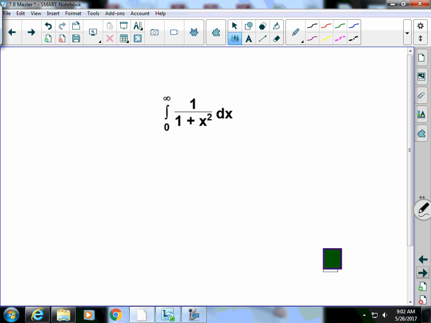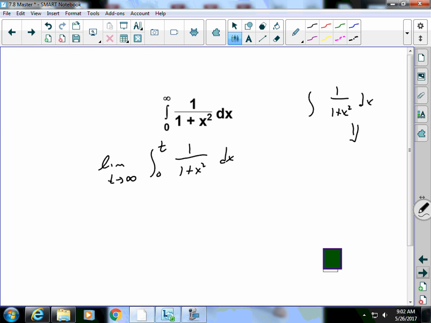Now we're going to look at another one. So before we went from negative infinity to negative 1, now we're going to go from 0. So we're starting someplace and going to infinity. I'm going to do the same thing I just did before. Limit as t approaches positive infinity from 0 to t of 1 over 1 plus x squared dx. So we should recognize the integration of 1 over 1 plus x squared dx. That should give me arctan of x. So I get the limit as t approaches positive infinity of arctan of x from 0 to t.